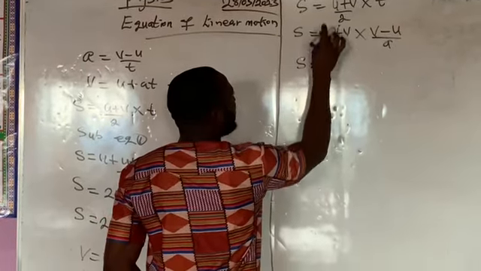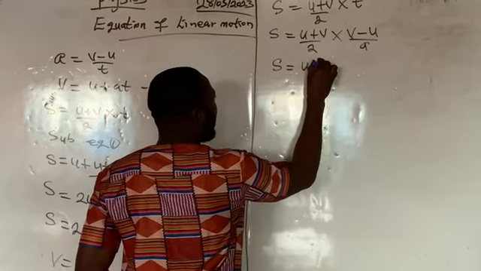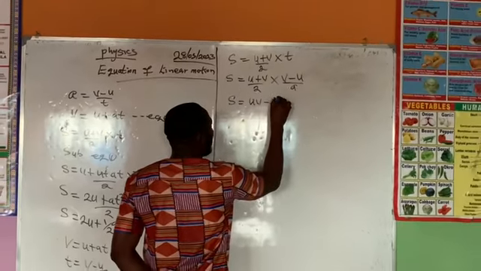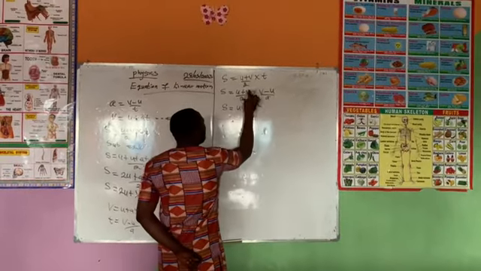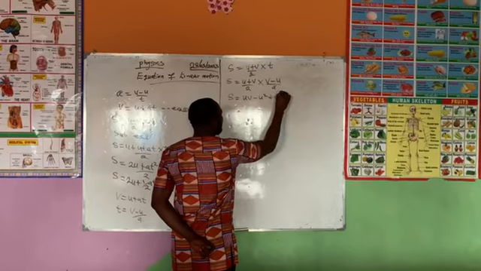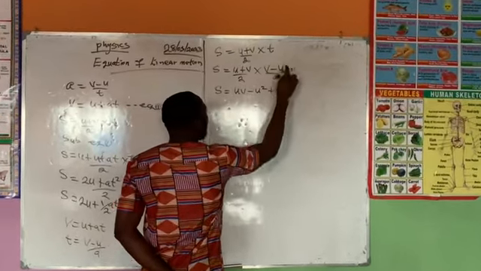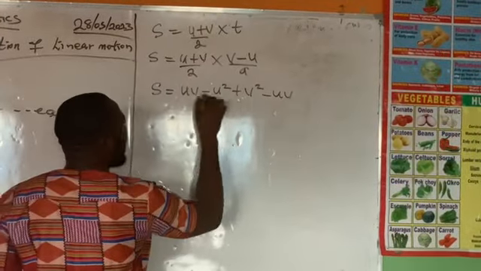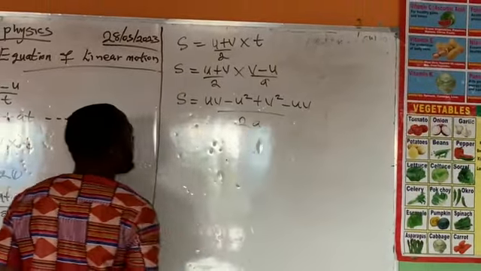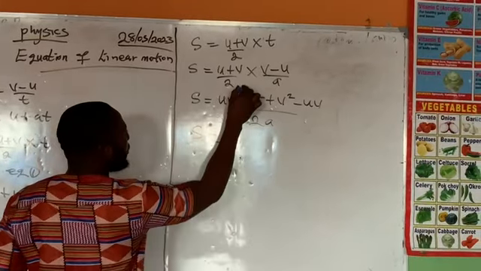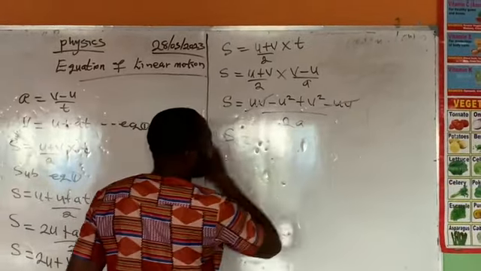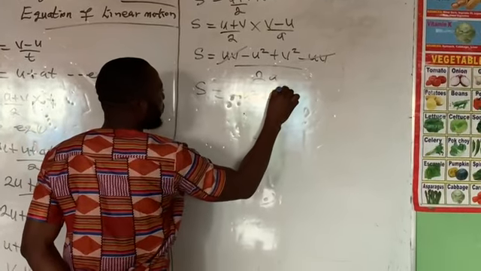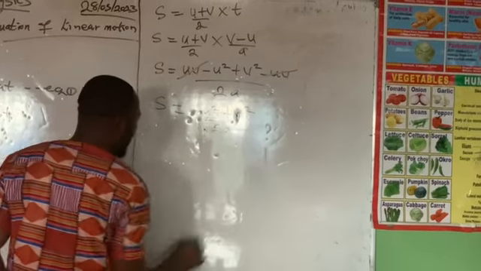Displacement s is equal to u times v will give me uv. u times minus u will give me minus u squared. Plus v times v will give me plus v squared. Plus v times minus u will give me minus uv. 2 times a will give me what? 2a. Therefore, I have that s is equal to uv can cancel minus uv. s is equal to minus u squared plus v squared all over 2a.